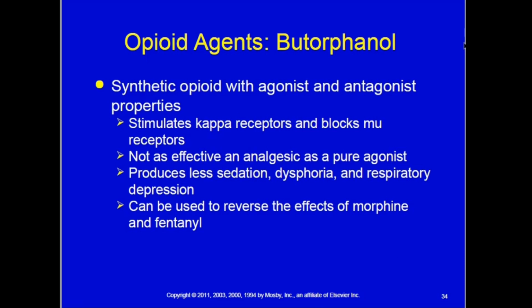Butorphanol is also an opioid. It is a synthetic opioid with agonist and antagonist properties. They basically stimulate the kappa receptors and block the mu receptor. So butorphanol cannot be used along with morphine because it is a mu antagonist and morphine is a mu agonist.